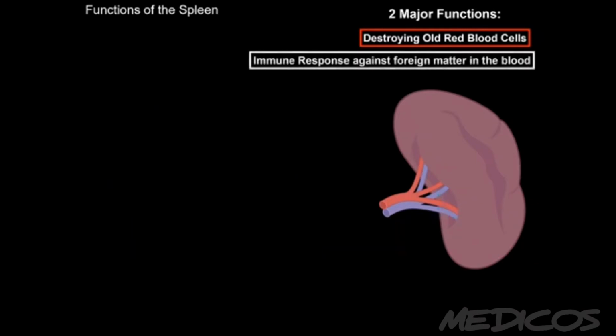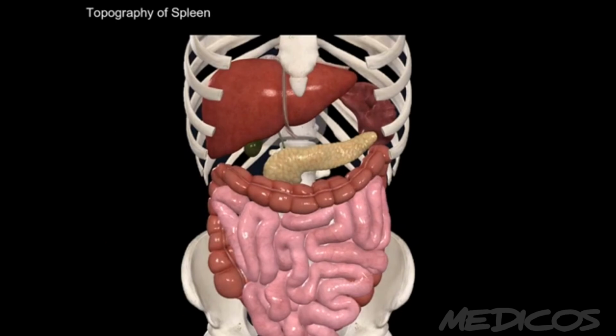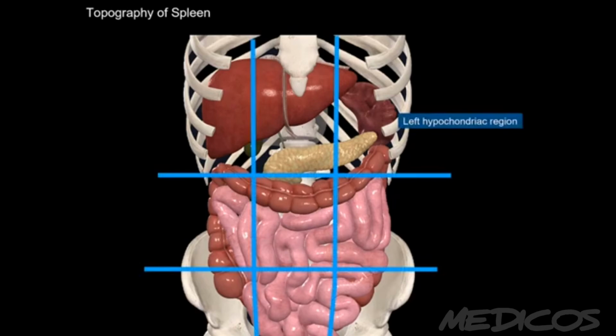The other thing the spleen is going to do is that it can actually mount an immune response against foreign matter in the blood of the spleen. Alright, so if you look at the abdominal cavity anteriorly, you will see that the spleen lies in the left hypochondriac region on the left side.